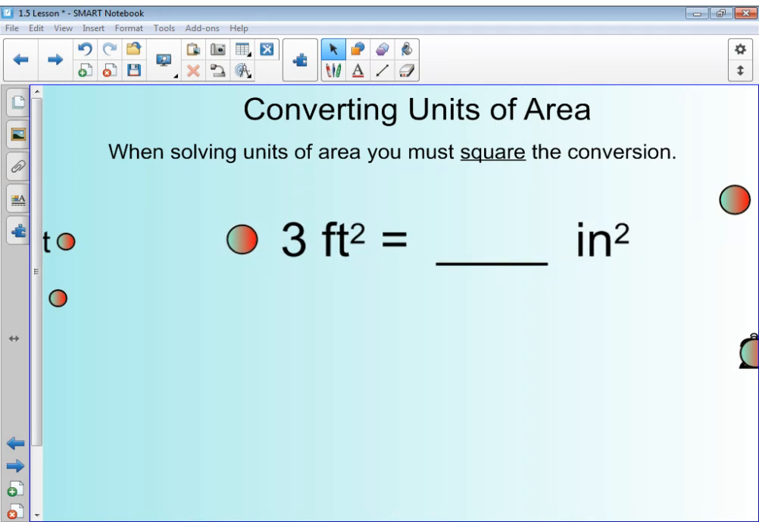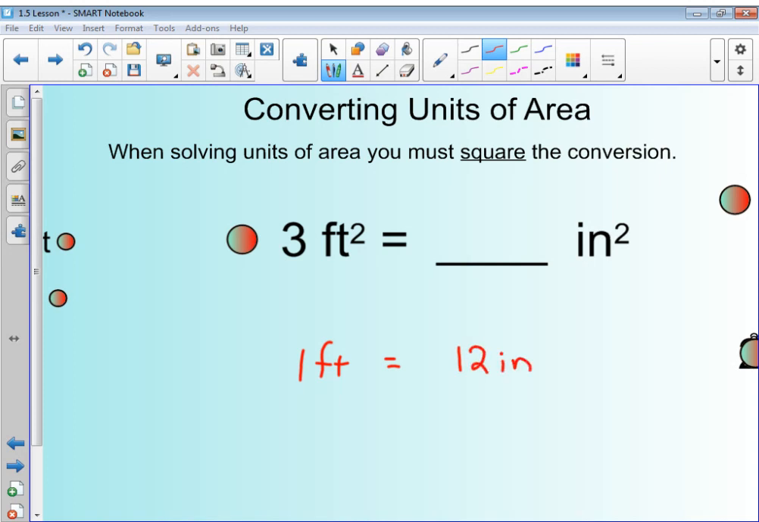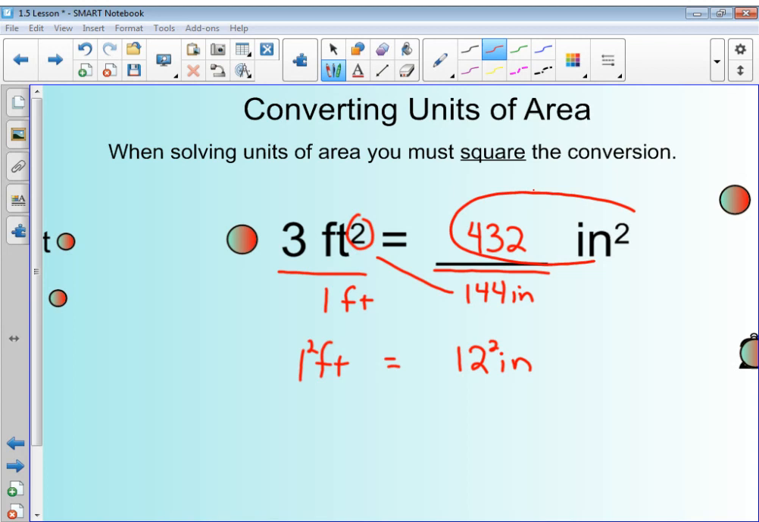Okay, so this time we're doing 3 feet squared into inches squared. So our conversion, well, 1 foot is the same as 12 inches. Because we're doing area, we're going to square our numbers. So now when I rewrite those, well, 1 squared is still 1 foot, and 12 squared is 144 inches. And now we're going to cross multiply divide. So 144 times 3 gives me 432 divided by 1 is still 432 inches squared. Okay, so that's our final answer.